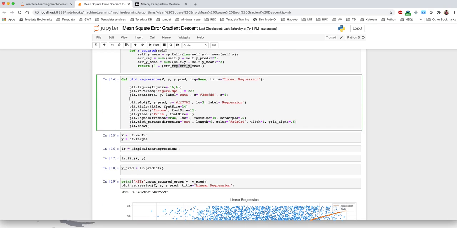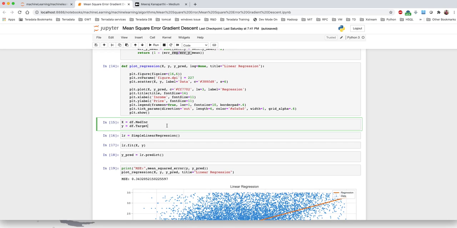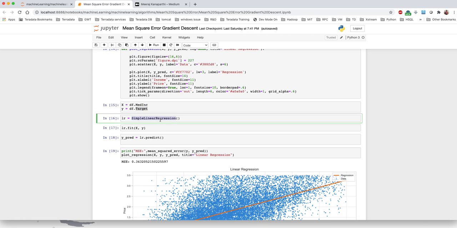Here is the function to plot the graph, and here we are taking these two dimensions, income as x and house price as y, and we are performing the simple linear regression, which is a closed form solution.